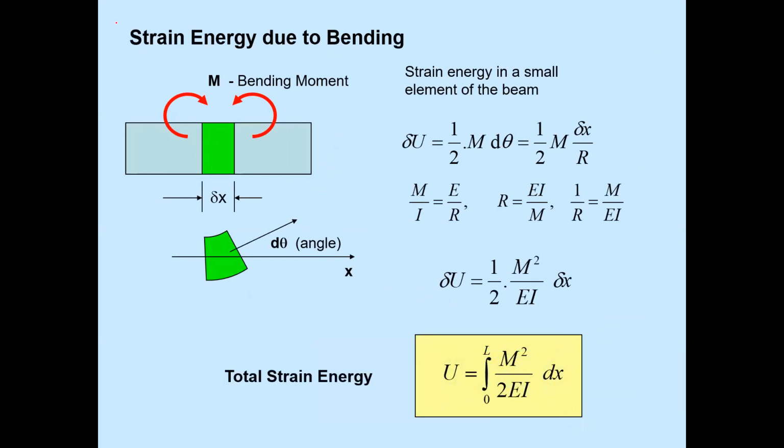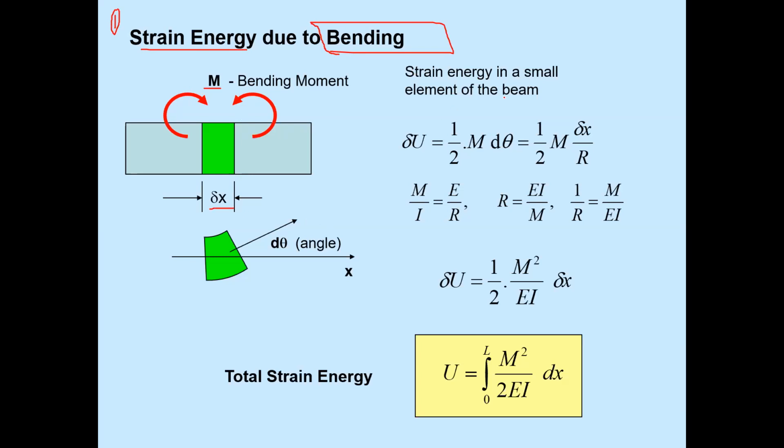Now we will take the different cases. First case is strain energy due to bending. See, if a member is subjected to a bending moment M, how much strain energy is stored in that member due to that bending? So this is a beam given. Due to the bending moment M, there is a deflection in the member, delta x.